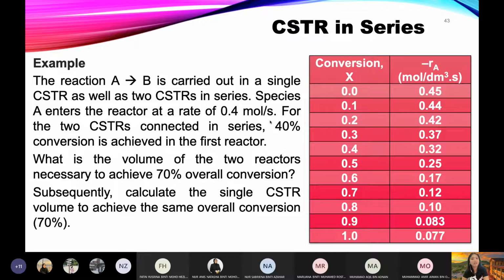So kami ingatkan molar flow rate ada dua kan, initial molar flow rate ke final molar flow rate. So since dia kata enters the reactor, so this is initial molar flow rate. Dia ada kata ini untuk species A. So dia jadi FA0 0.4. So kamu daripada satu ayat tu kamu kena pandai digest yang 0.4 mole per second ni adalah FA0.